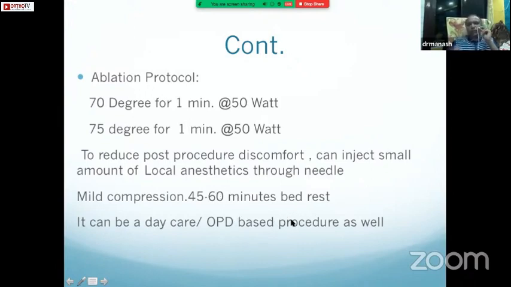What we do is use a stylet. The needle has a stylet. With that, we go up to the canal, then take out the stylet and advance the RFA probe, then complete the entire procedure, take the RFA needle out, and inject the local anesthetic if required.